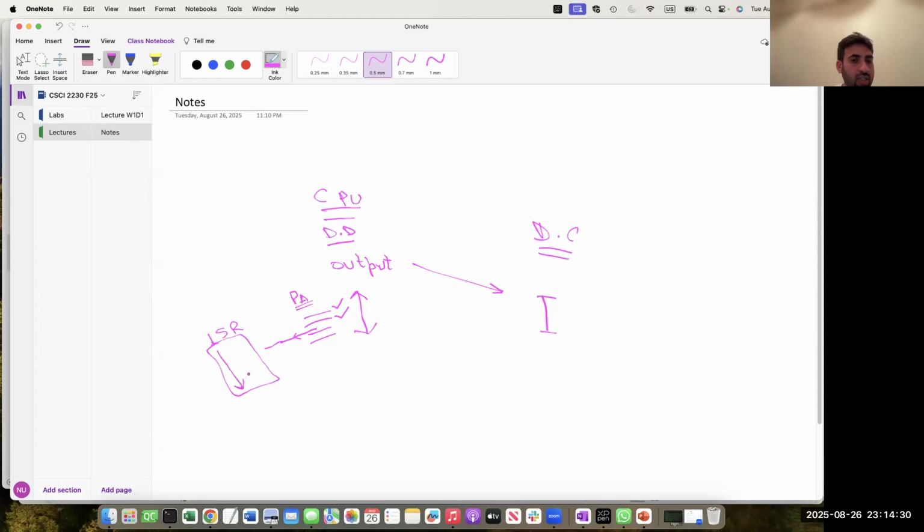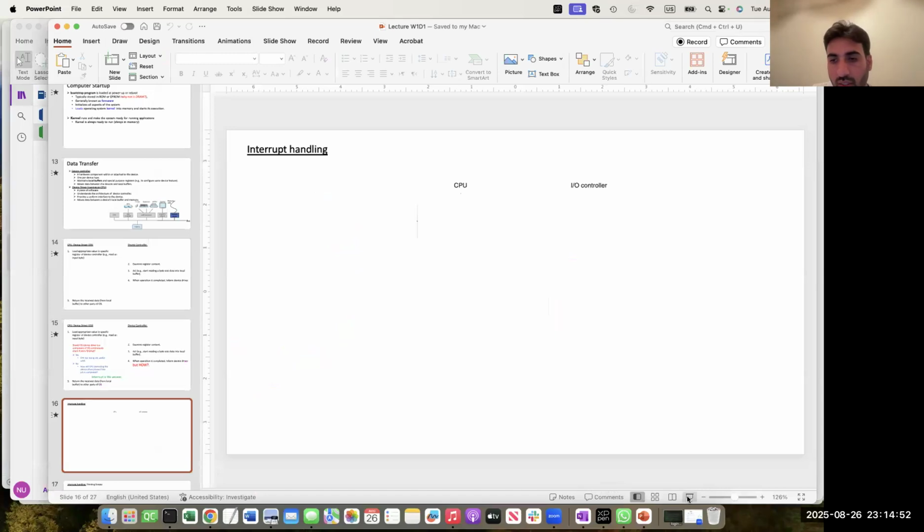And once this ISR, our interrupt service routine, is completed, the control of execution will return back to the next instruction in program A. And then it will continue in the same way, right? So this is what we were trying to understand. Now let me go back to the slides.